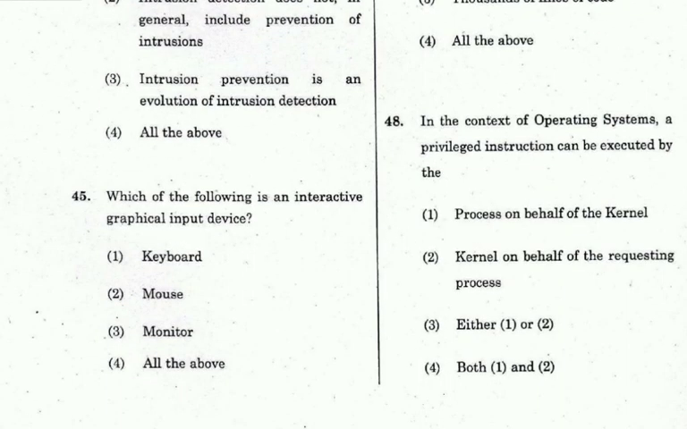In the context of operating systems, a privileged instruction can be executed by the kernel on behalf of the requesting process. So option 2 is the correct answer. What is meant by privileged instructions? Privileged instructions include operations like input-output control, memory management, and process scheduling. So only the kernel can execute these instructions.